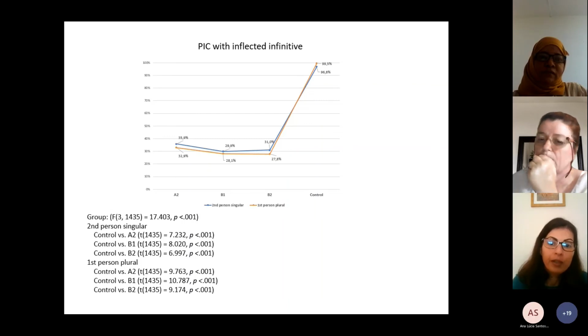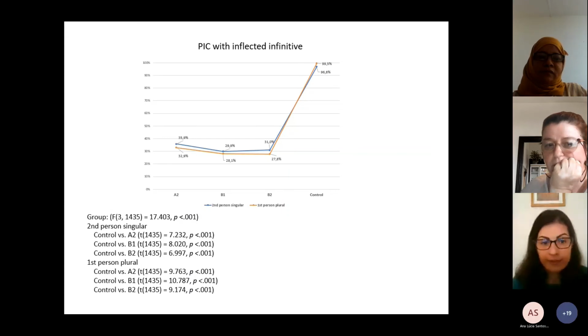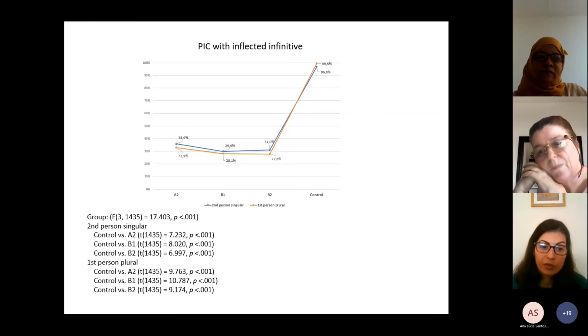So the control group selected the PIC in over 95% of the cases, but the selection rates of the A2, B1, and B2 groups were of 35% or less. And in this case, we found significant differences between the control group and each one of the L2 speakers groups in both conditions.